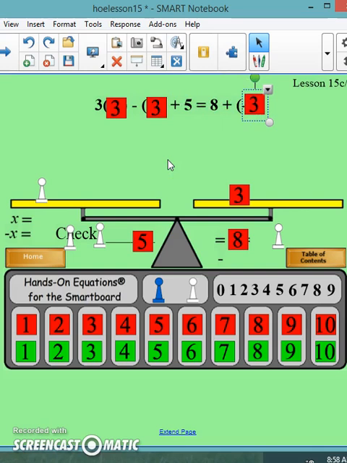Now I want you to try to do H.O.E. Lesson 15 using your pawns. If your pawns are not available, you can actually draw this out using triangles to represent the pawns and stars to represent the stars.